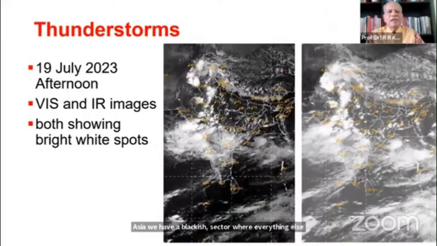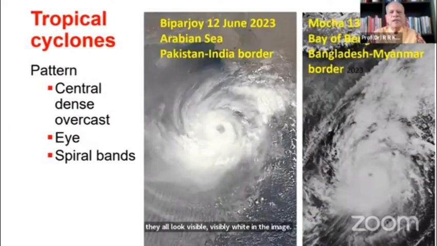There are 2 pictures here which are taken at the same time on 19th July afternoon. We have a visible image and an infrared image, and they look similar, but actually they're a bit different. Both are showing bright white spots because in the visible you have a reflecting cloud, and in the infrared you have a tall cloud. Both clouds, of course, are the same, and they all look white in the image. So you can look at thunderstorms. Tropical cyclones, of course, are very easy to pick out in a satellite picture. The first one is Cyclone Biparjoy, which was over the Arabian Sea, 12th of June.